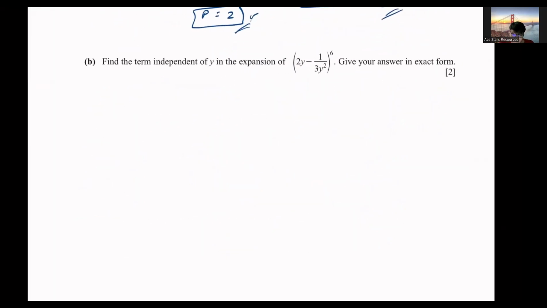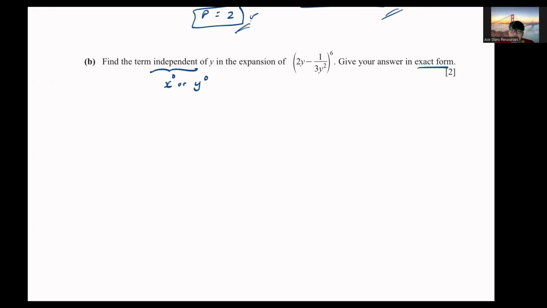Find the term independent of y in the expansion of (2y minus 1 over 3y squared) to the power of 6. Give your answer in exact form. So independent of y means that your x, or any variable y, will be to the power of 0. So technically without the variables x or y. You have to find the term that is free from the variables, so no x or no y. That's basically what they're saying.